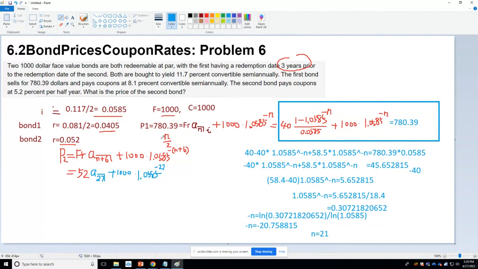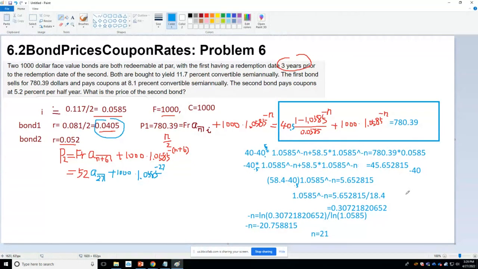Oh, the coupon rate was 40.5. This is 40.5. That could be one of the factors. So this is 40.5, and that was 40.5. Anything else? Yeah, the coupon value should be $40.50. So that definitely changes things.